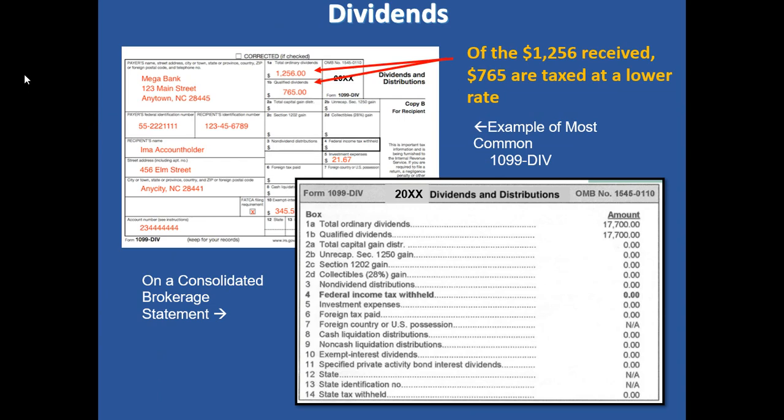You don't have to do anything special, just make sure things end up in the right box on the computer. On this other one towards the bottom right, they receive $17,700 in dividends, and all of them are qualified, taxed at a lower rate. You just enter things in the right boxes.